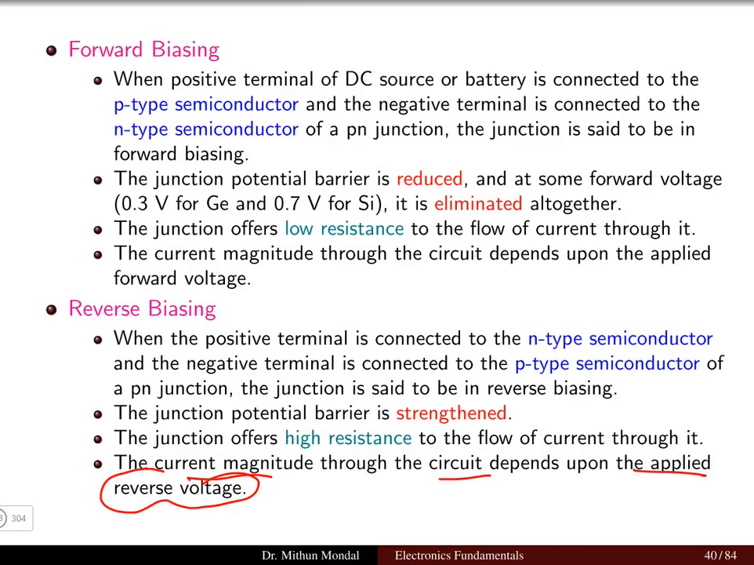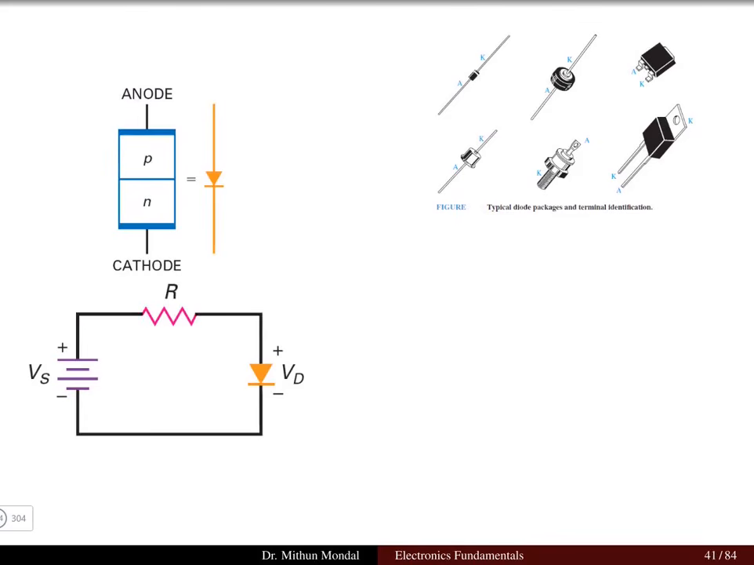Whatever reverse voltage is applied, that much current will flow, but in the reverse direction. We can say this one is a reverse saturation current. We will see what the reverse saturation current is afterwards.